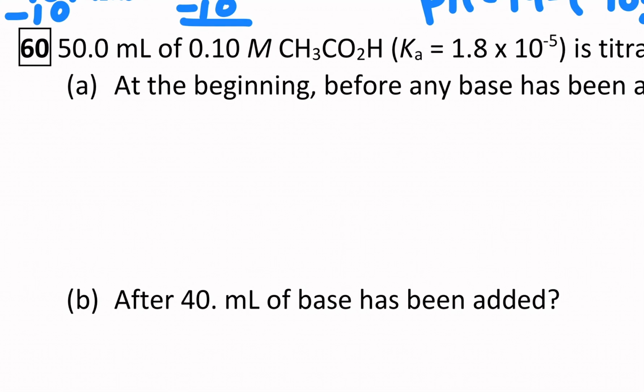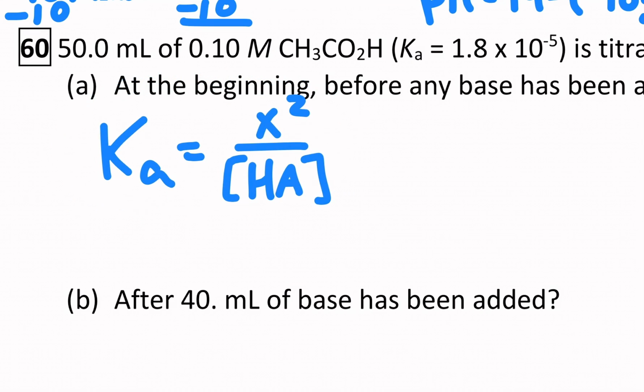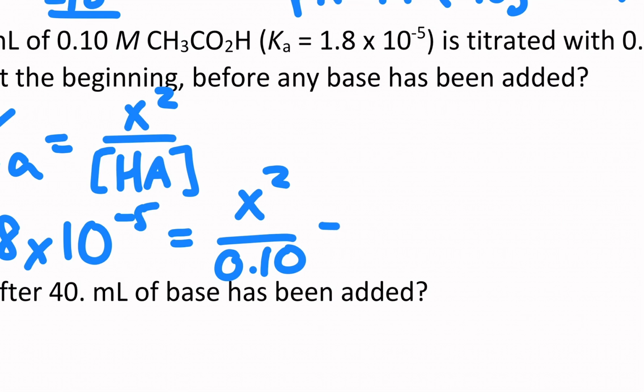So at the very beginning, we have no base yet. We're all acid, so all I need is the Ka value. Ka is x squared over the concentration of the acid. That's it. That's all we have to do. So I know the Ka, I know the molarity of the acid, so 1.8 times 10 to the minus 5 is equal to x squared over 0.10 molar. I simply solve for x.